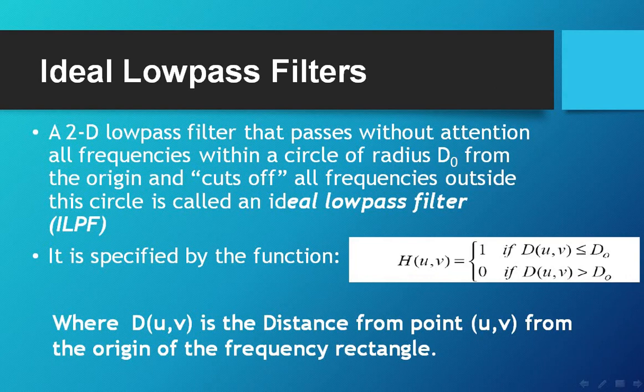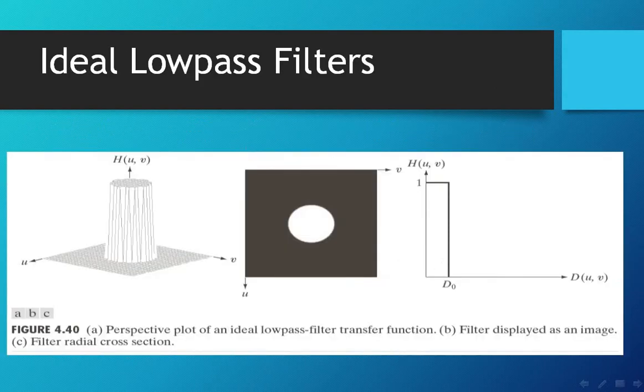It is specified by the function H(u,v) equal to 1 if D(u,v) is less than or equal to D0, and 0 if D(u,v) is greater than D0, where D(u,v) is the distance from point (u,v) to the origin of the frequency rectangle. Example of an ideal low pass filter. Now see figure 4.40.